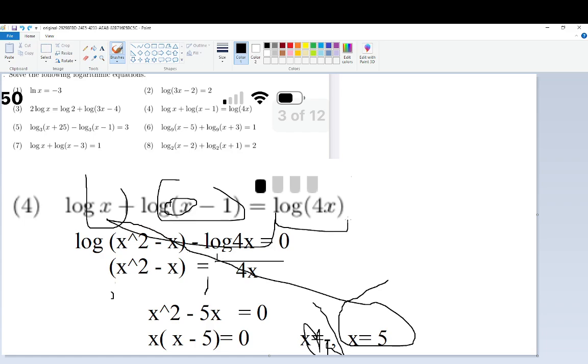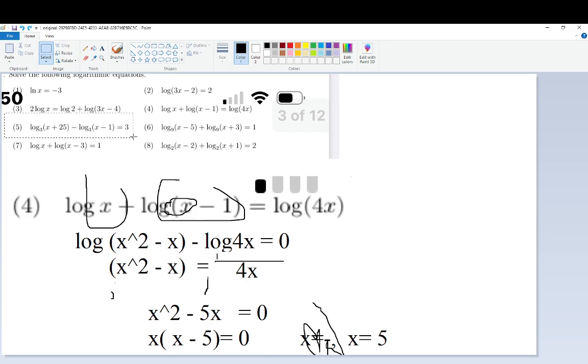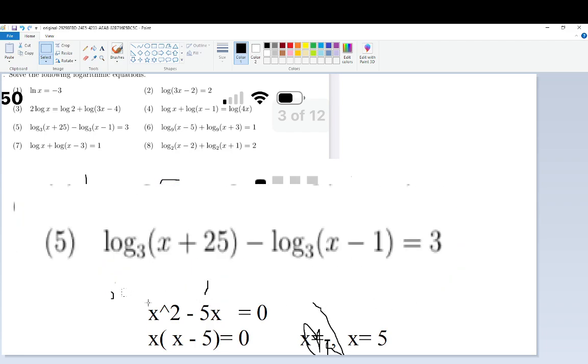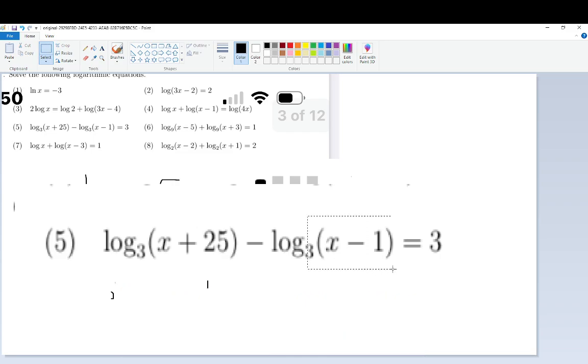Plug it in here to confirm. Same one. It was the same thing as the last one. This is equaling a number, but it's the same thing. This can be equal to this.